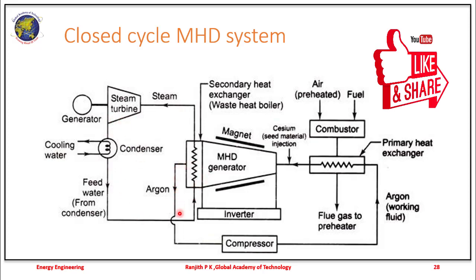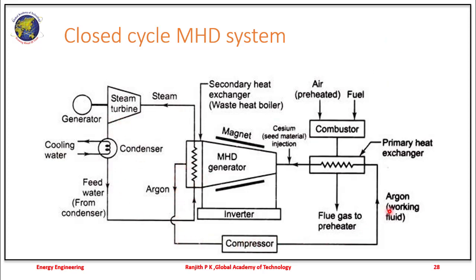The argon which is used is then compressed and sent back into the primary heat exchanger, and this MSG system is connected to an inverter which generates the required power. Although this is only a theoretical concept, attempts have been made to conduct experiments and obtain the values. However, it has not been commercially successful so far.